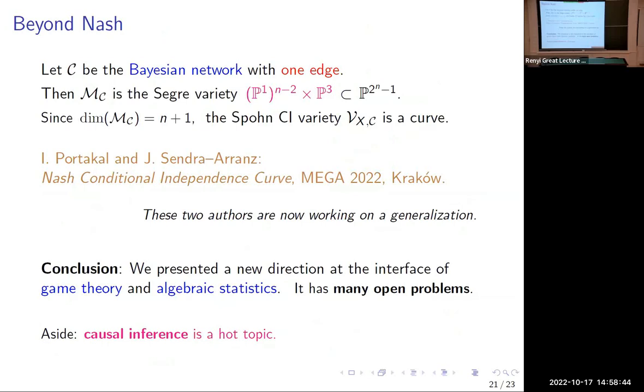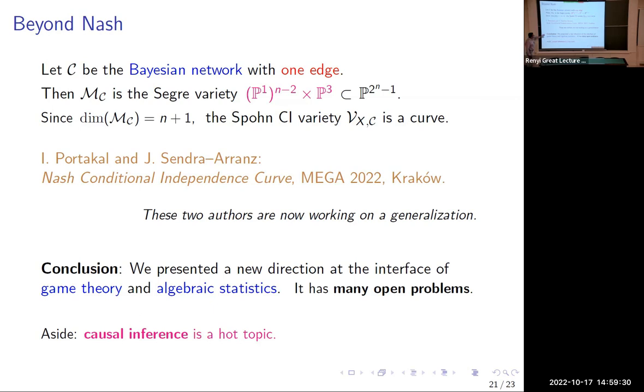Now, beyond Nash, even the case of one single edge is interesting, right? Suppose you have n players, and they're all independent except for 2 players. Those 2 players are linked by an edge. So it's the most trivial network. That already turns out interesting. In this case, the model is this Segre variety. I have copies of P1 for all the independent players, but the 2 players that talk to each other form a P3. Now I'm one dimension above Nash. So this is an n+1 dimensional model, and the Spohn CI variety is a curve. Ira, my co-author, together with a student, wrote a very nice paper just about this case, and they're working on a generalization.